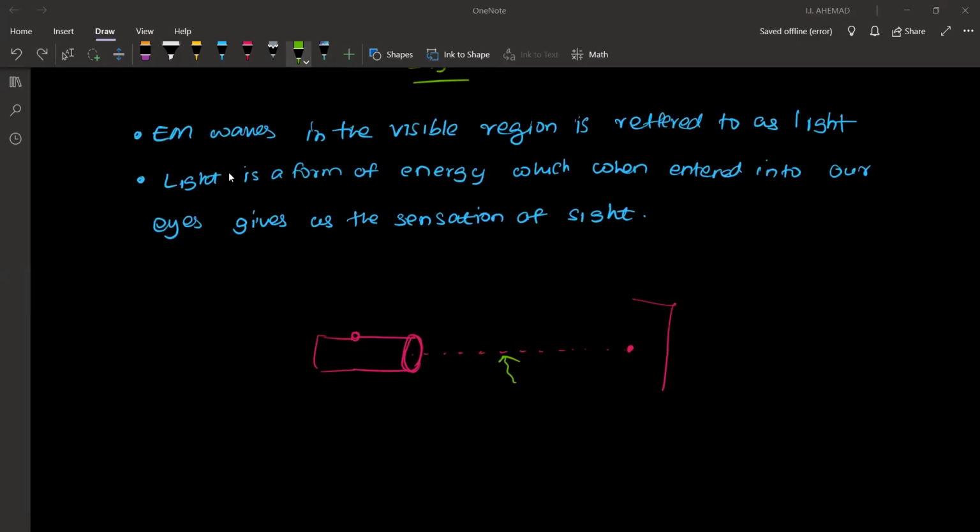Let's say your eye is below here. And when this light reflects off the surface, it gives the sensation of this point only where it reflects. It is giving you an idea about the surface. You're not actually looking at the light. You're actually looking at the surface. So we cannot see light, but light gives us the sensation of sight.